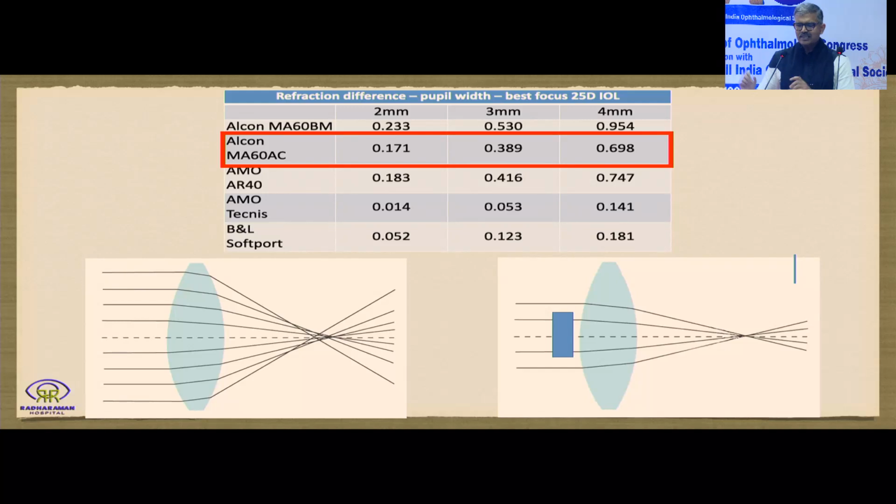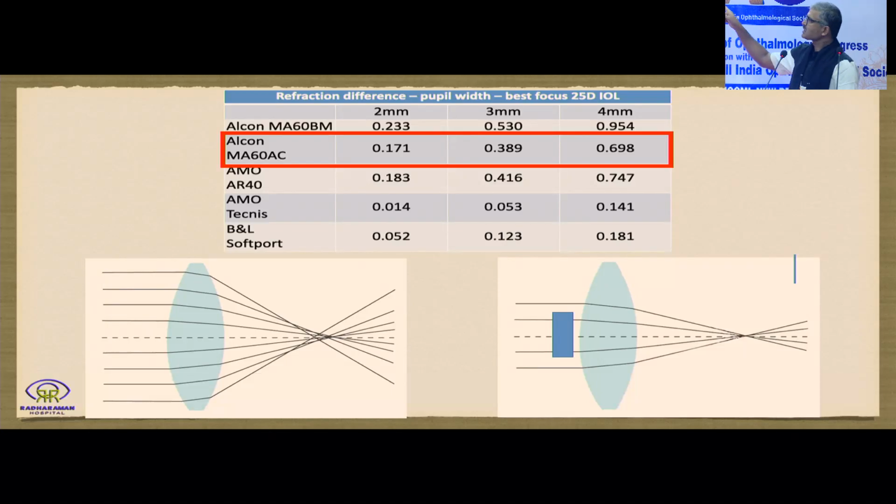Okay. Now look at the pupillary sizes. These are the pre-operative pupillary sizes. For a 2 millimeter pupil, the best focus comes at 0.171 millimeters. If the pupil size is 3, it extends to 3.389, and if the pupil size is 4, it goes to 0.698.